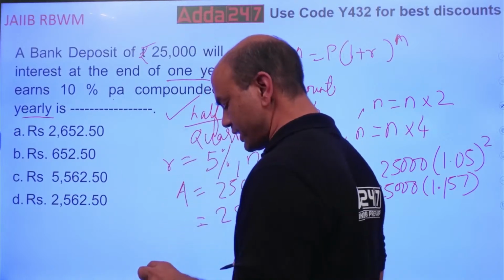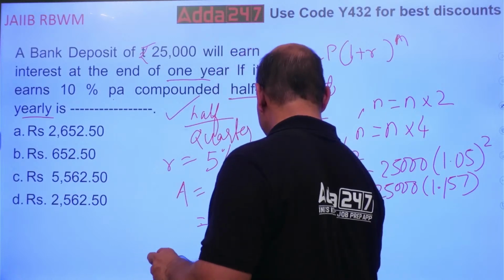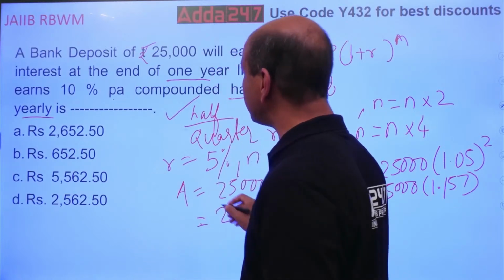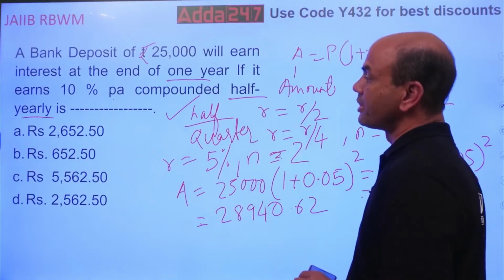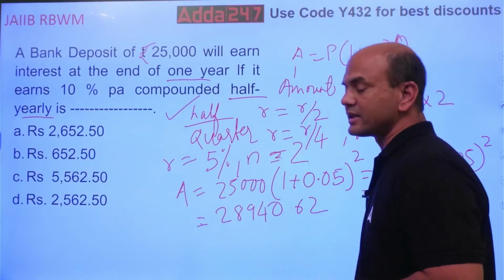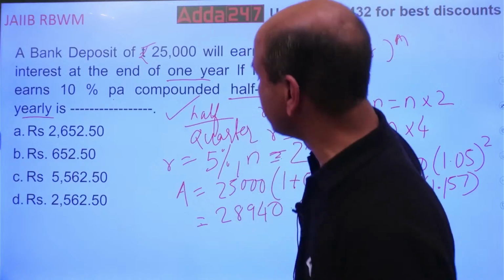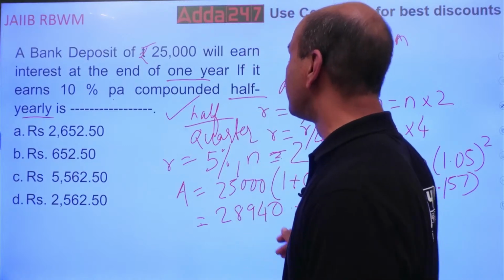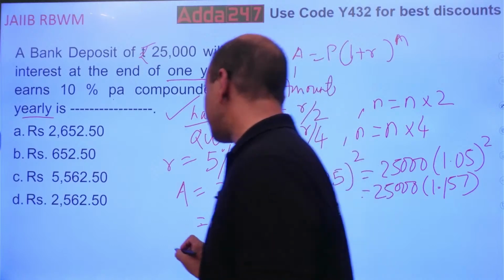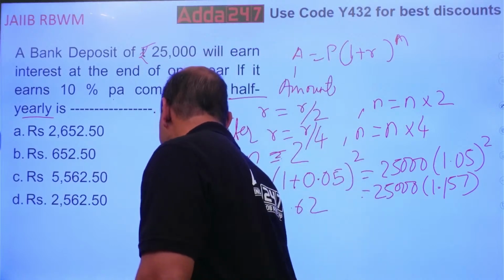28,940.62. So this is my total amount. But what do I want? I want the interest. What is the interest? The interest over here is 28,940. What do you mean by interest? Interest equals A minus P.